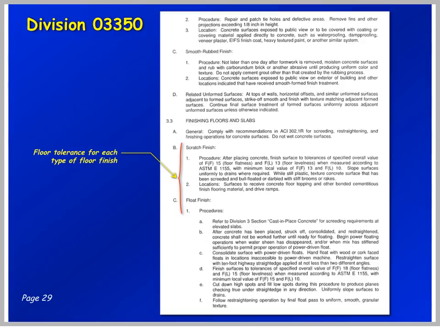Here's another good example of finishing floors and slabs. Under general, we have: comply with recommendations from ACI 302.1R for screeding, restraightening, finishing operations, and concrete surfaces. Note, this ACI 302 is bringing in another 77-page plus document. Here, the FF numbers are further defined so that there'll be no misunderstanding about FF, what the floor flatness needs to be, the floor levelness needs to be, and what the minimum local values need to be.